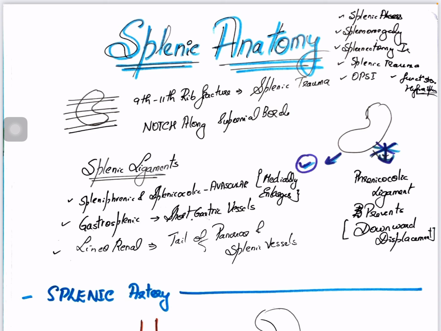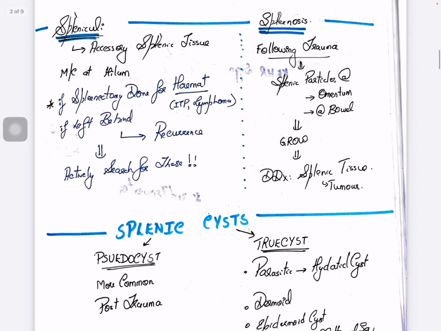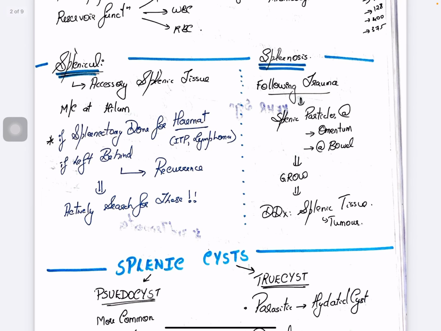Describe the surgical anatomy of spleen. Let's go with short questions first. We like those, right? Spleniculi. So spleniculi is explained here. It's accessory splenic tissue. Spleniculi is nothing but accessory splenic tissue. It's most commonly located at the hilum.